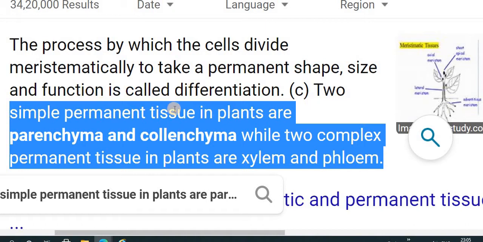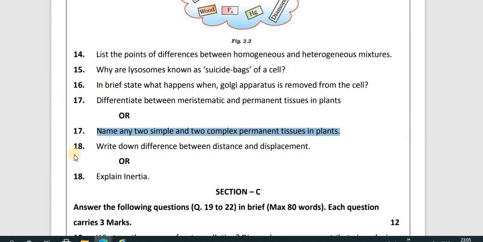So the answer is: for simple permanent tissue you can write parenchyma and collenchyma, and for complex permanent tissue it is xylem and phloem. Let's see the next question.